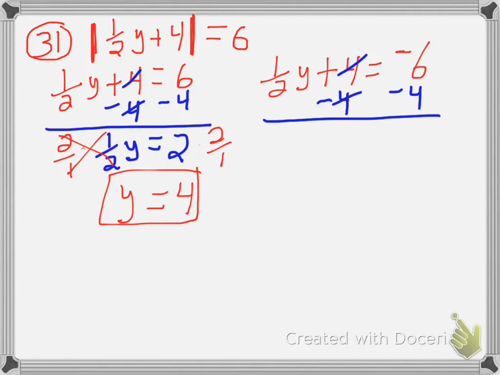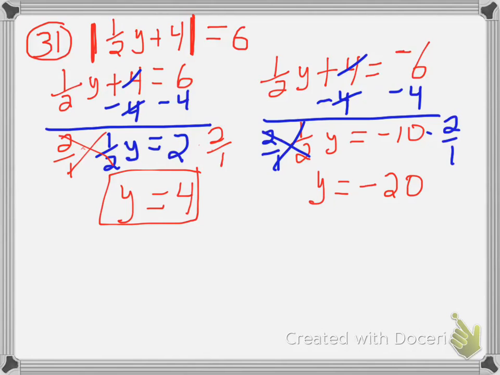The 4's cancel. That leaves us with 1/2 y equals negative 6 and negative 4 is a negative 10. Have to get rid of that 1/2, so I'll multiply by the reciprocal, which is 2 over 1. So those cancel. Multiply by 2 over 1 here. So that leaves us with y equals, and then with that I have a negative 10 times 2 is negative 20, and then 1 times 1 will be 1, so negative 20 over 1 is a negative 20. And that is my answer for the second part of this problem.